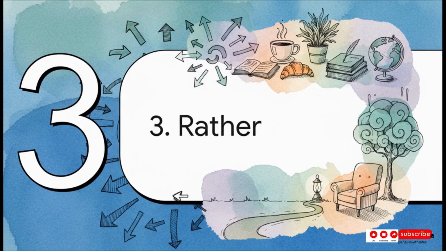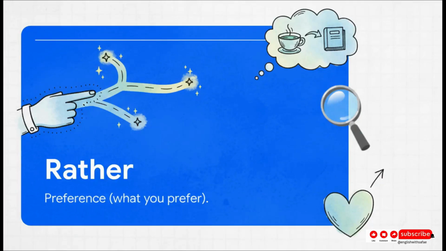All right, time to switch gears to our third and final word, rather. Now, this one isn't about choosing or rejecting options. It's all about what you personally want. Rather is the word of preference. Its job is super simple and direct, to state what you would prefer to do or to have. It's how you signal your personal desire over any other alternative out there.